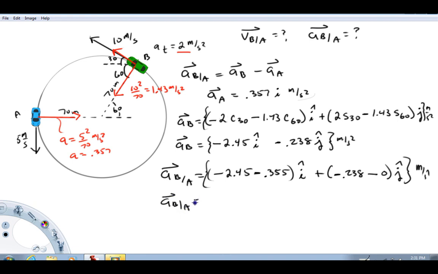And one more line here. So what I get after it's all said and done here is minus 2.8 I minus 0.24 J in units of meter over second squared for the acceleration of B with respect to A. I went ahead from this line to this line, and I decided to round to 2 sig figs. We could Pythagorean theorem this if we wanted to, but there's really no reason to. I think it's a pretty acceptable answer just the way it is.